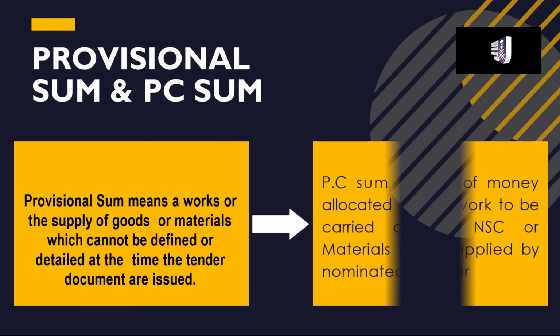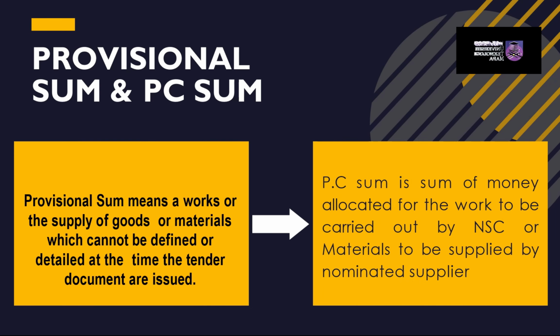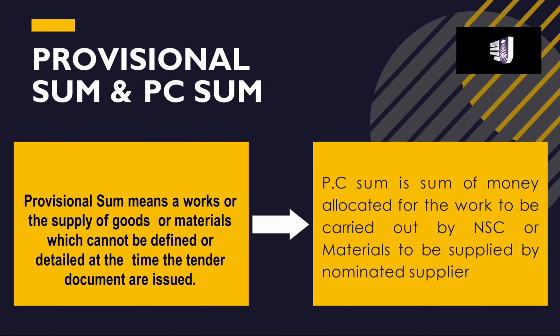Prime cost, or abbreviated PC sum, means a sum for works or services to be executed by nominated subcontractor, or sums for materials or goods to be obtained from a nominated supplier. Basically, PC sum is the money allocated for the works to be carried out by nominated subcontractor or materials to be supplied by the nominated supplier.